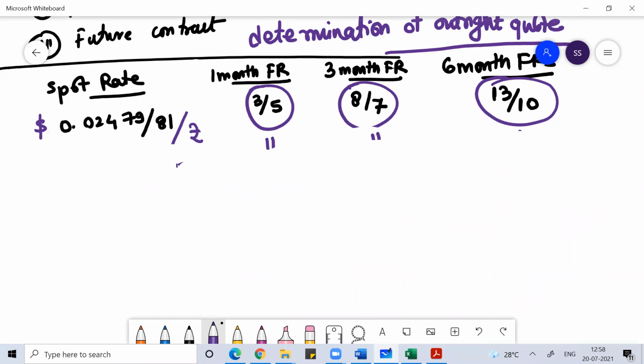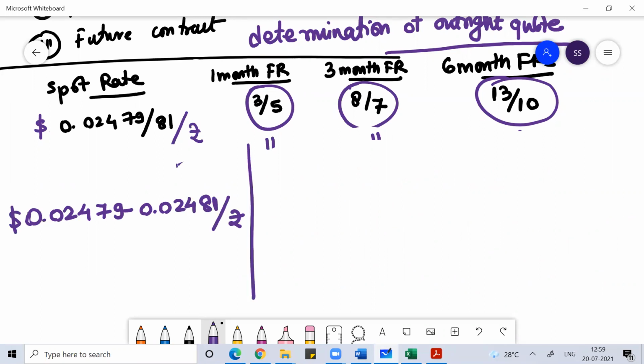So here, when we look into the exchange rate, the spot rate I write: 0.02479. This is 0.02481. Okay, then dollar per rupee. This is your spot rate. Okay, you know what is bid rate, what is ask rate. Any doubt, anyone? Whatever I have done so far, anyone have any question?